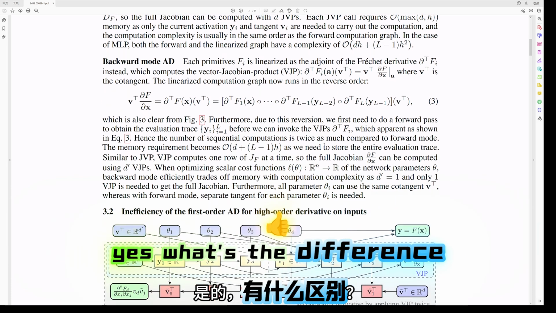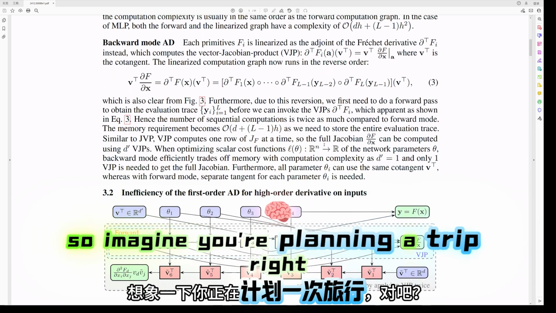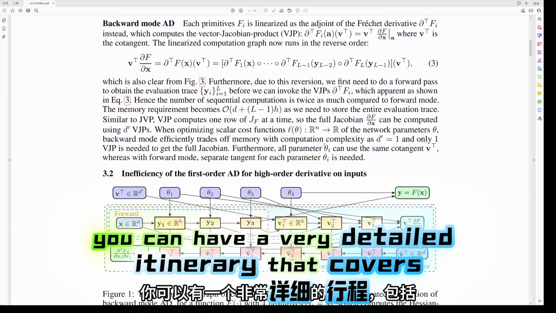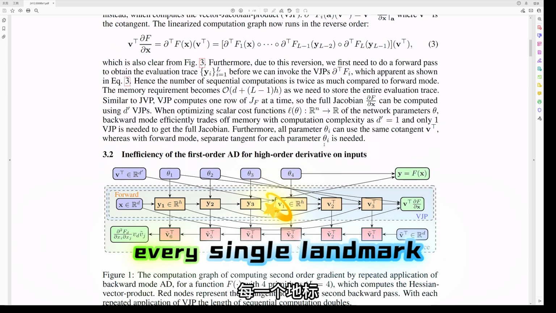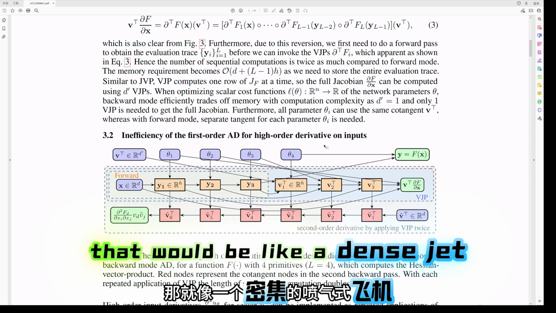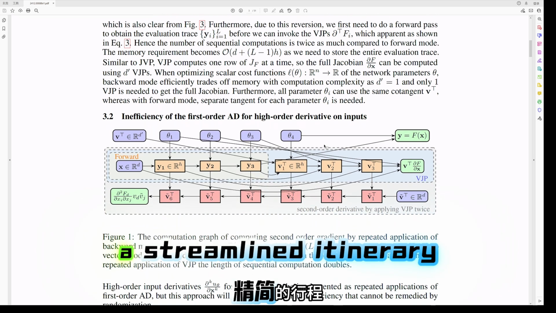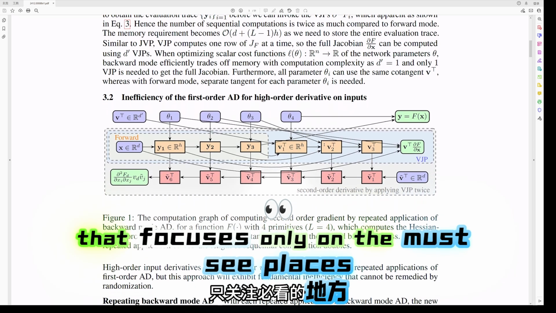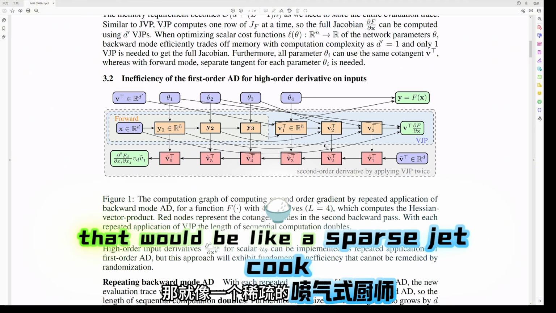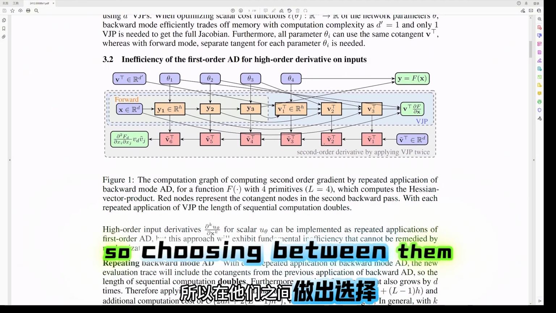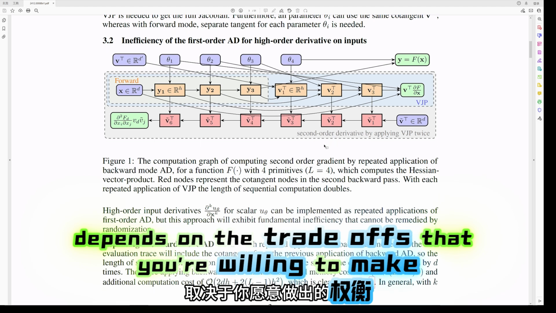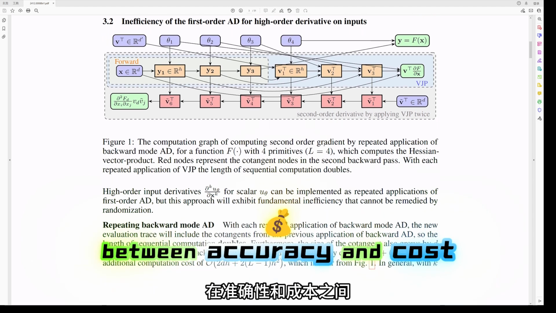What's the difference? Imagine you're planning a trip, right? You can have a very detailed itinerary that covers every single landmark. That would be like a dense jet. Or you could have a streamlined itinerary that focuses only on the must-see places. That would be like a sparse jet. So choosing between them depends on the trade-offs that you're willing to make between accuracy and cost.